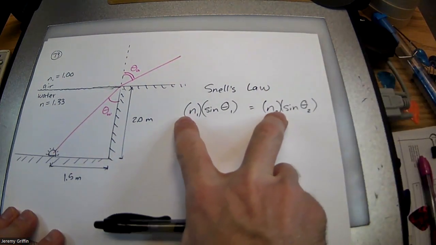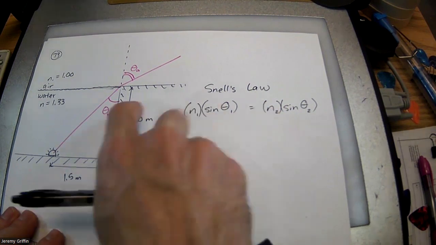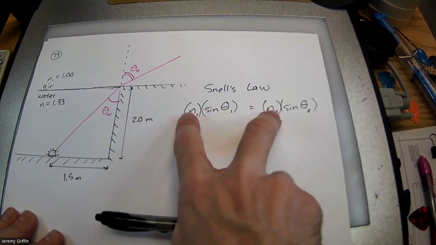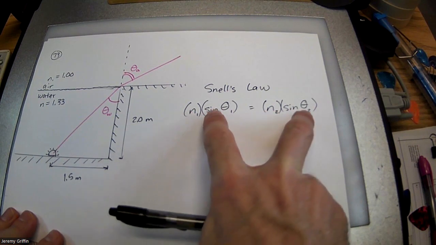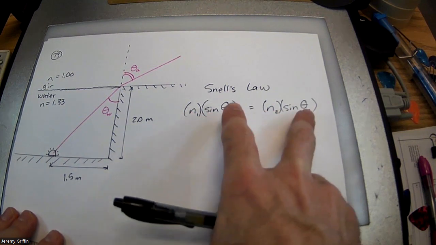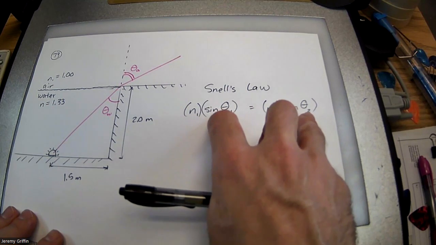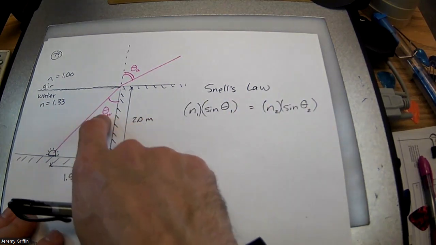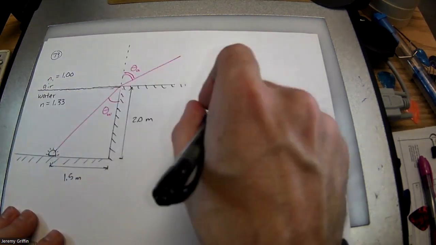We know what the index of refraction is for each material. I've got it here: water is 1.33, air is 1.00. Now, for the sines of the angles, there's a couple of ways that we can handle this. One path you could go is to actually solve for this angle and then plug it in that way.